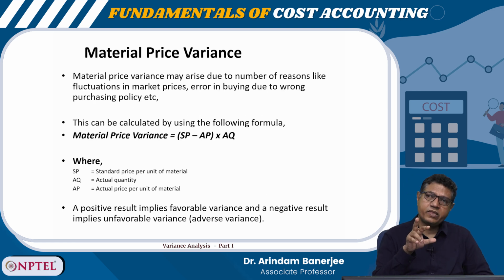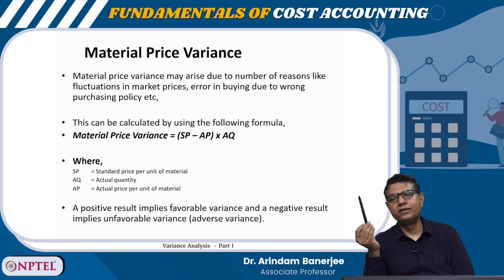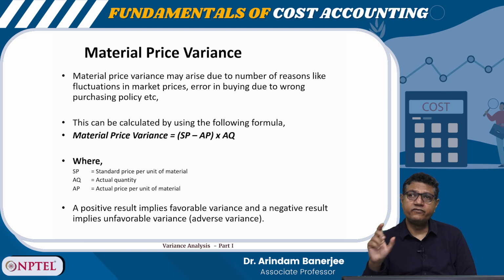Now, this material cost variance can happen because of a couple of reasons. One of the reasons is that the price is different. As I said in my example, I assumed that it will be 50 rupees, now I am in the market getting it at 60 rupees. So there is a difference. Because of this difference between the standard price and the actual price, I get what is called material price variance.